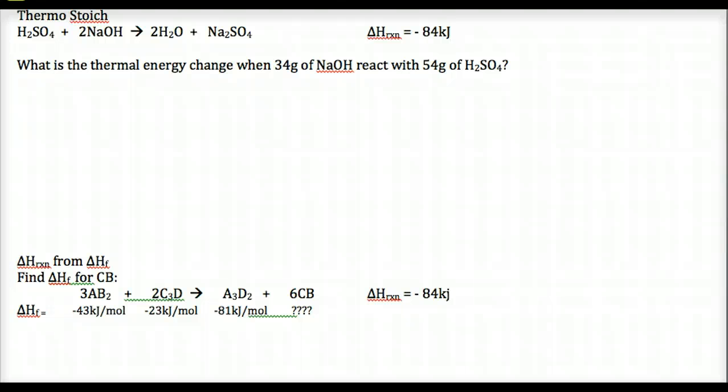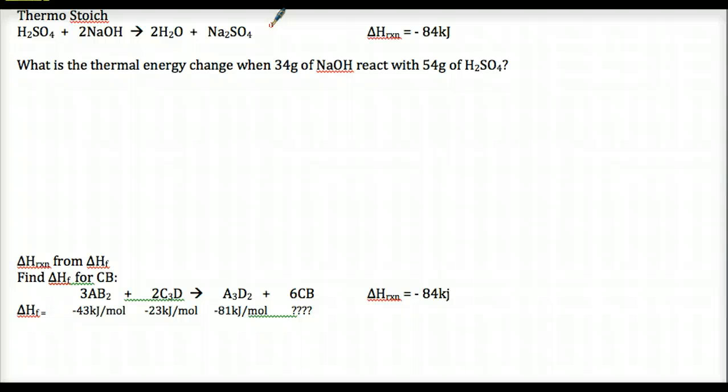Okay, negative 84 kilojoules, that is when one reaction occurs. And what I mean by that is a reaction: negative 84 kilojoules of energy is the change when 1 mole of H2SO4 and 2 moles of NaOH interact to make 2 moles of water and 1 mole of sodium sulfate. The reactants making the products, obviously. So that negative 84 is important. It goes along with the coefficients.